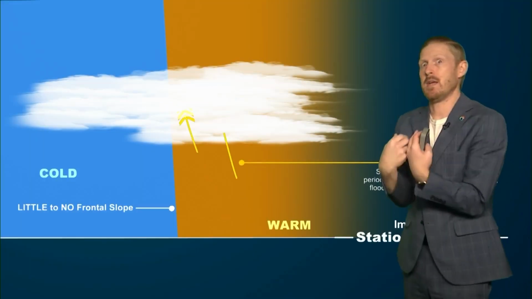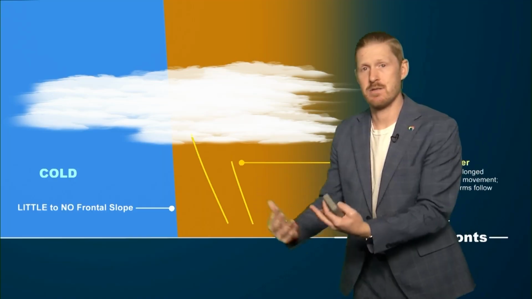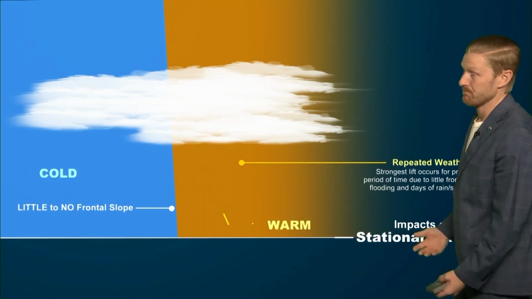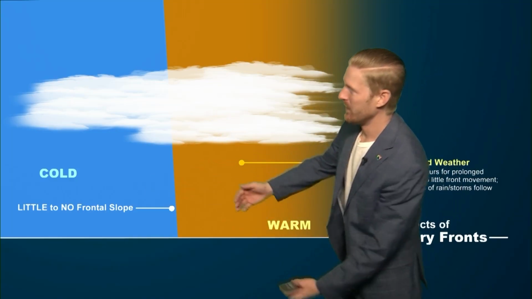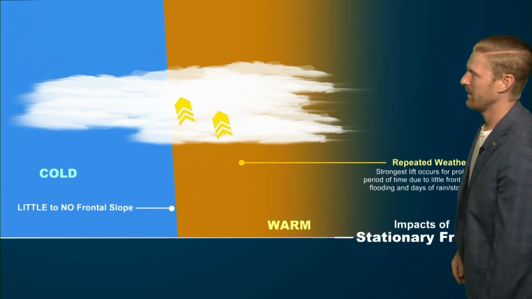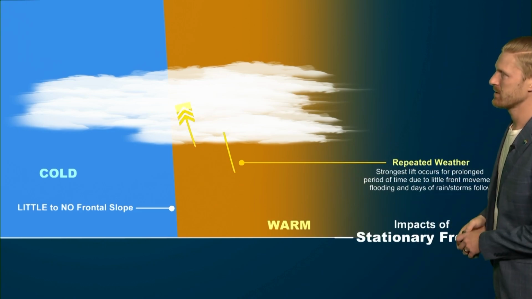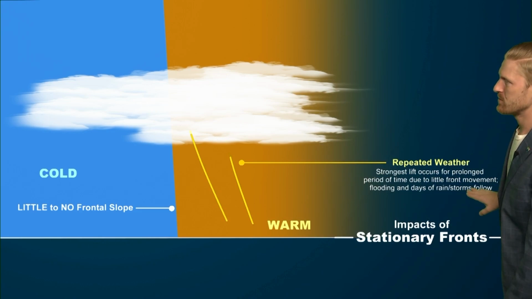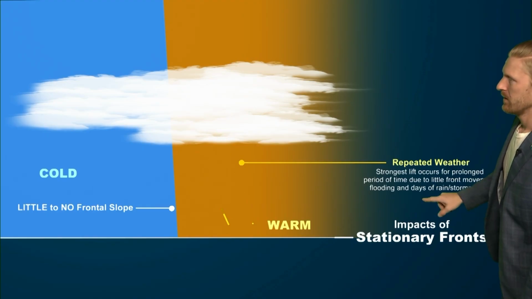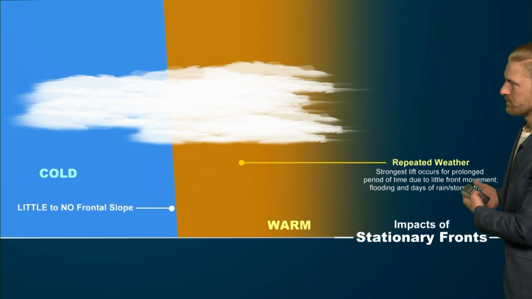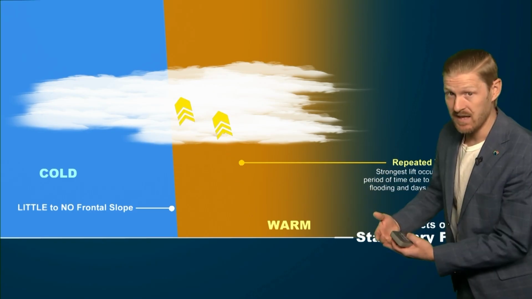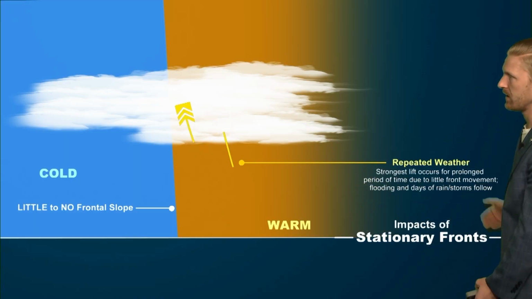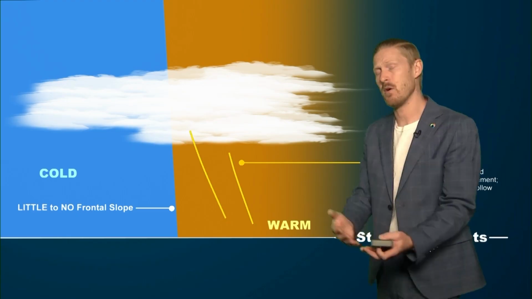So what do you get from a stationary front? What impacts do you see from a stationary front? Very little. Again, little to no frontal slope means, yeah, you just get some clouds. That's about it. So the strongest lift occurs for a prolonged period of time due to little front movement. So you could be looking at rain just hanging around and staying and no change. So you could have some flooding and days of rain and thunderstorms to follow.